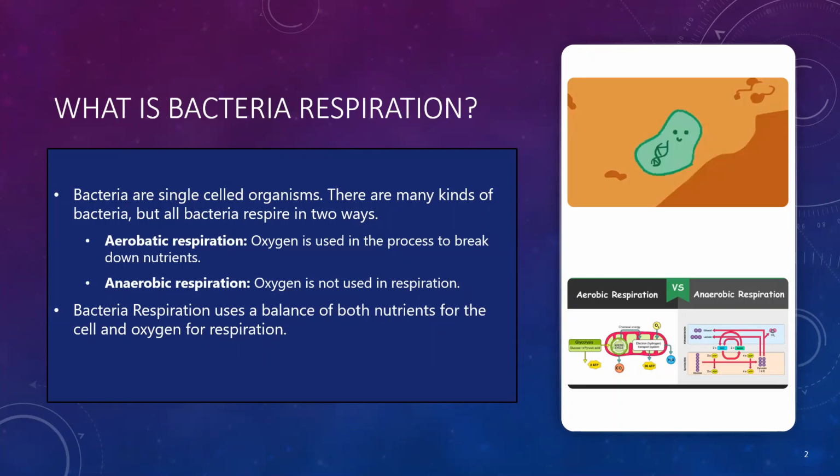No matter good or bad, bacteria will need to respire in one of two ways. The first way is by aerobic respiration, where oxygen will be used to break down nutrients. The other form of respiration in a bacteria is anaerobic respiration, where oxygen is not used. In our study today, we're going to be looking into bacteria with aerobic respiration.